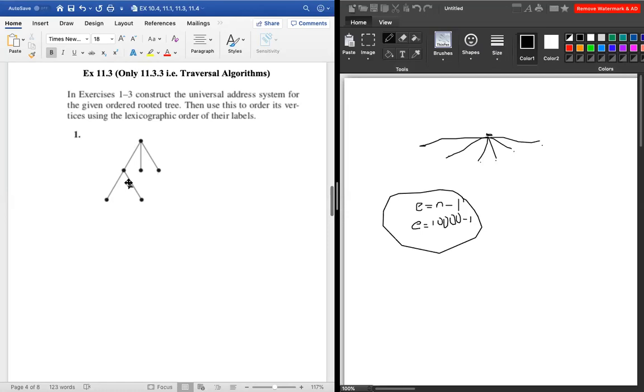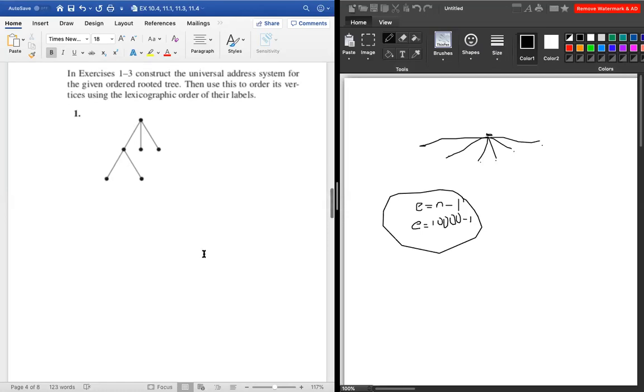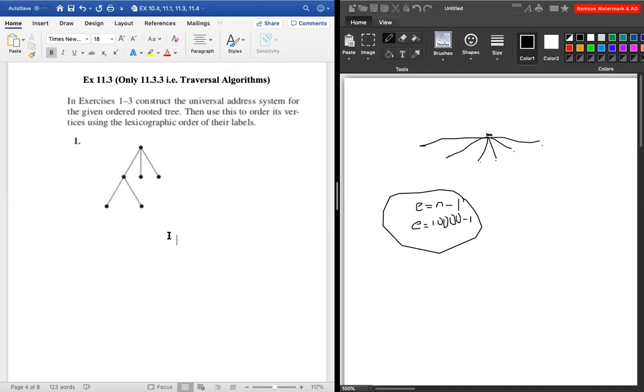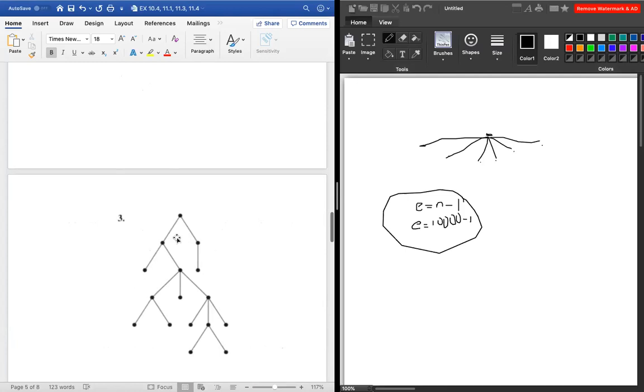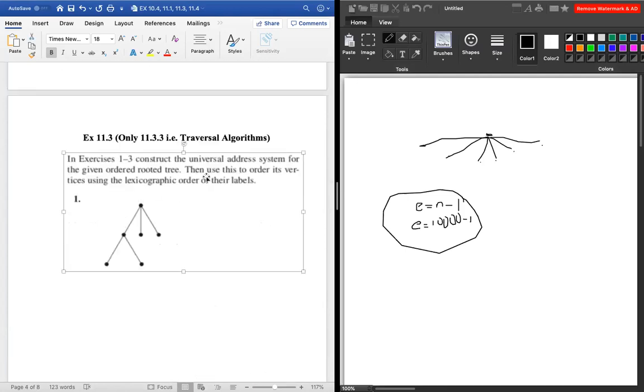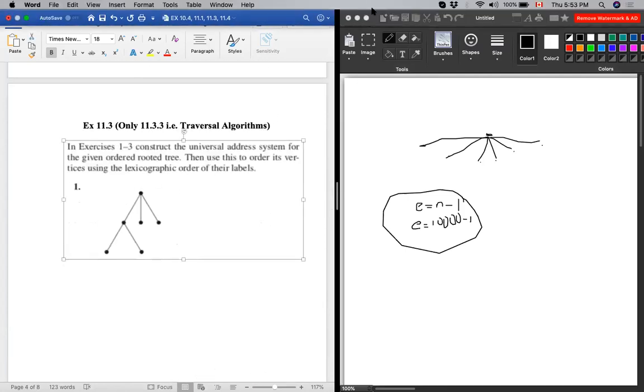So let's take the first question here. In this exercise, we have to construct the universal address system for the given ordered rooted tree, then use this to order its vertices using the lexicographic order for their labels. I think this question will not be included. Let me just get some question from that exercise.